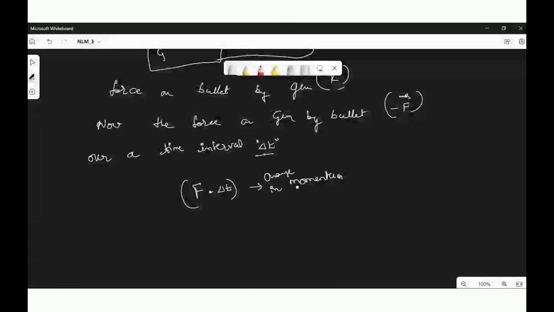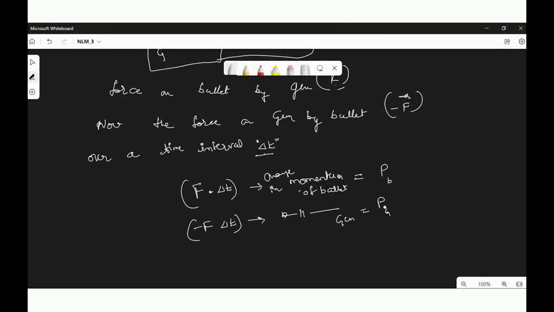F into delta t is nothing but change in momentum. So it is the change in momentum of the bullet, so I'll write it as PB. And then minus F into delta t is similarly change in momentum. This was for the bullet, and this was for the gun, which is PG I can write.